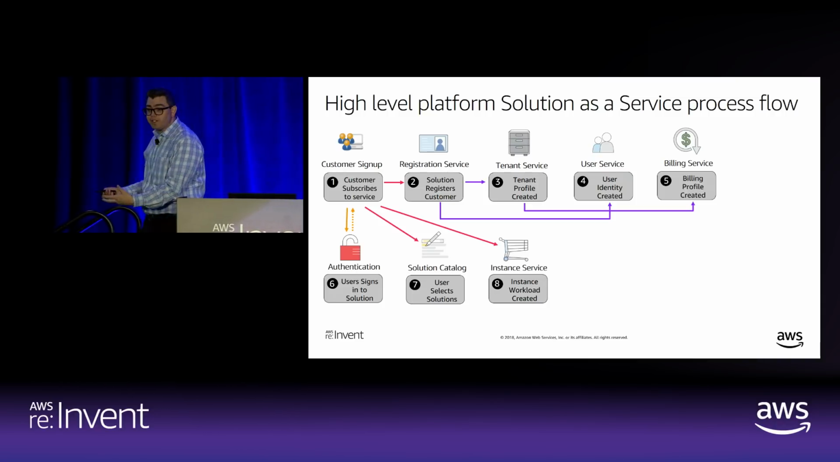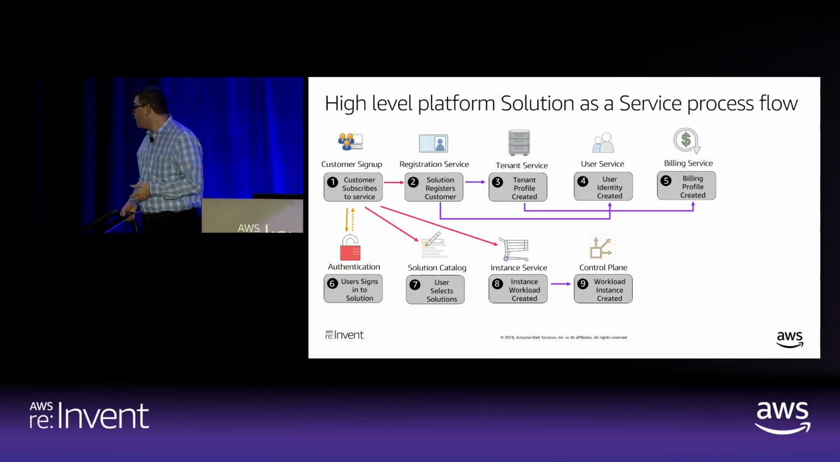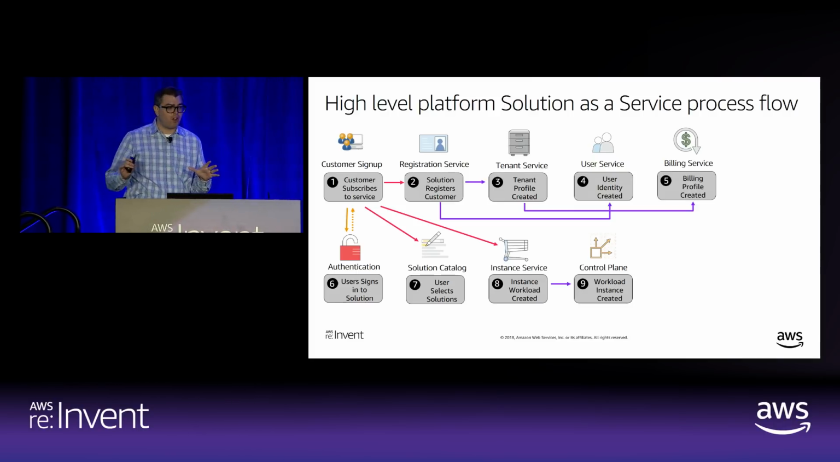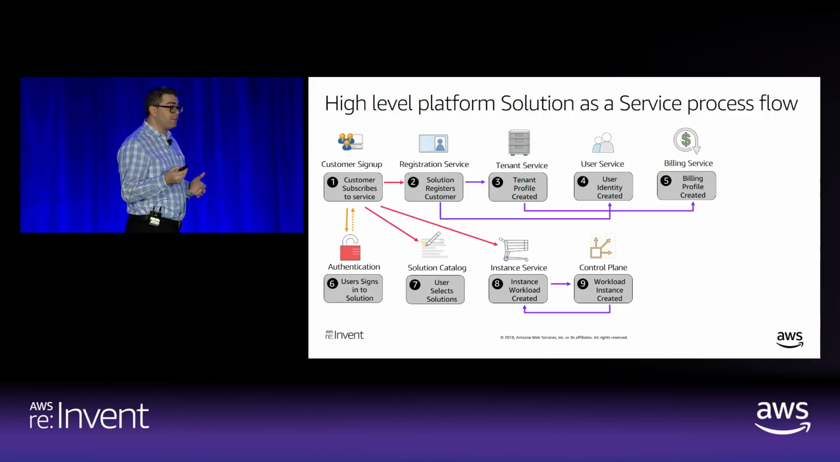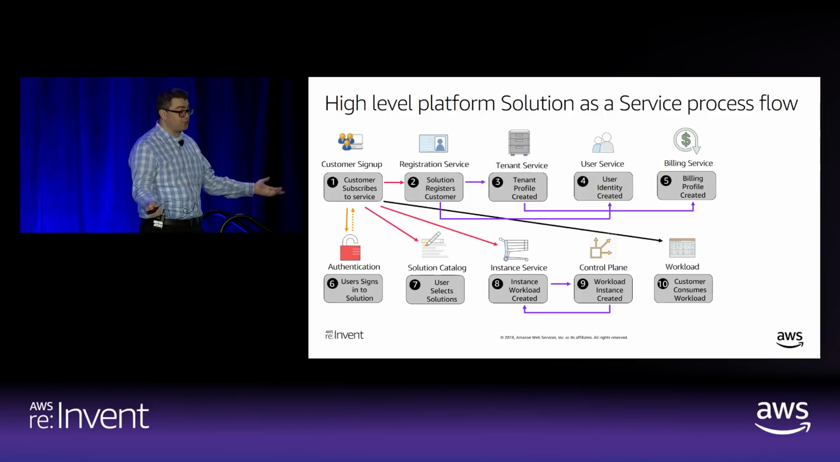Like you do on AWS, you create an instance. You create a workload that we deliver to you. And on the back end, this is what the customer doesn't know. They just know that there's something called a control plane that's responsible for distributing and provisioning and scheduling and maintaining and operating their workload. And then they just consume the workload.